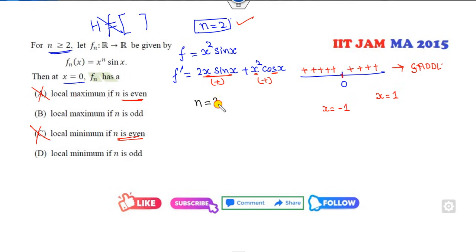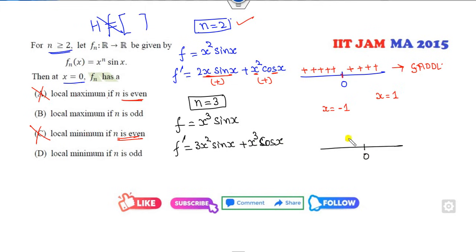Now take n as odd. Let's say n is equal to 3. So x cube sin x. Find the first derivative: 3x square sin x plus x cube cos x. Now at the point 0, take any value which is negative, say minus 1. This value will be negative, this number is positive, so the whole term will be negative. So this number is negative. When you take x positive, say 1, this is positive, this is positive, so the complete term is positive.